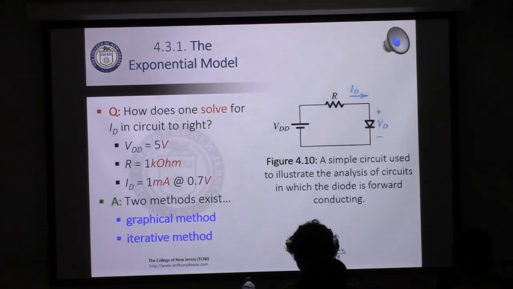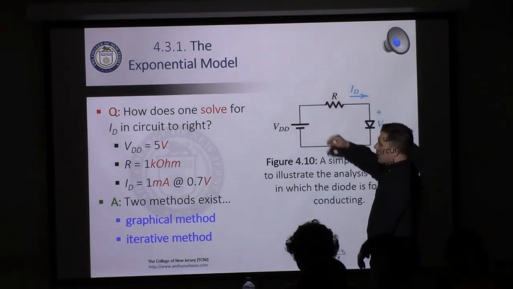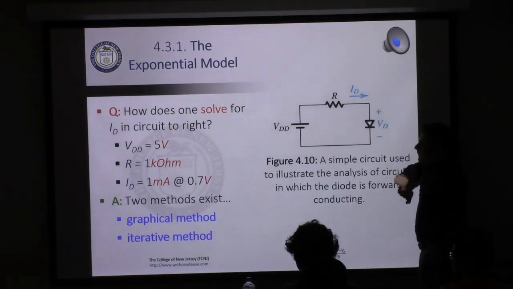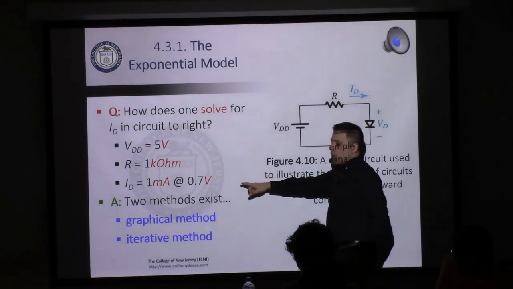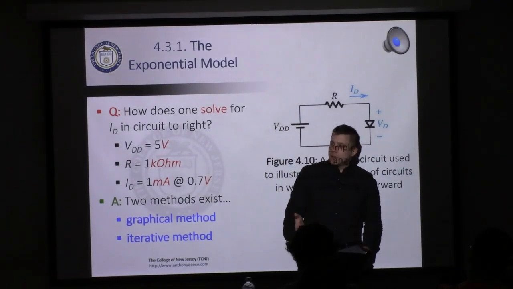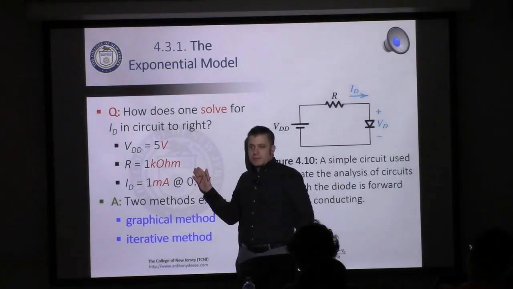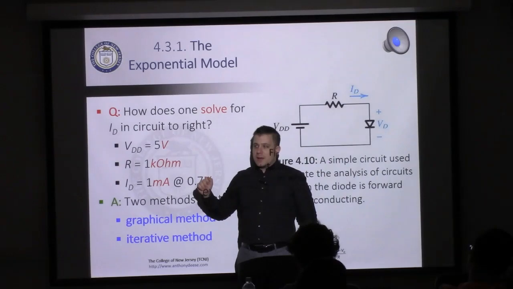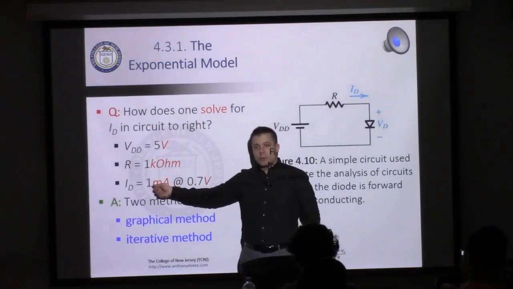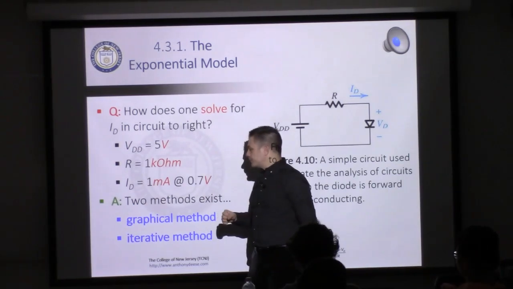So let's say that we want to solve this circuit shown to the right. VDD is 5 volts. This is 1 kilo ohm. And this diode right here, this is a way that they will often describe it in the book. Instead of giving you the IS value, they give you these rated values. They say at 0.7 volts, it conducts 1 milliamp, and so you can use that to go back and get your IS value.